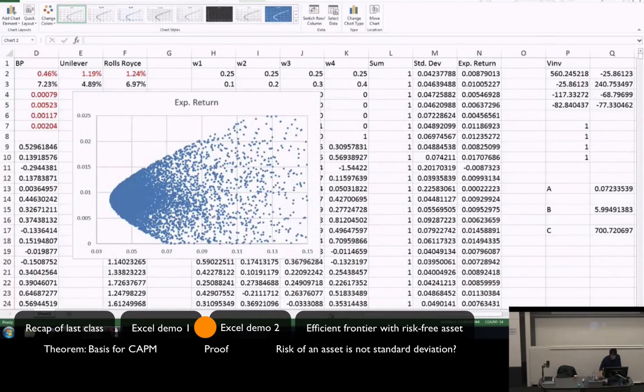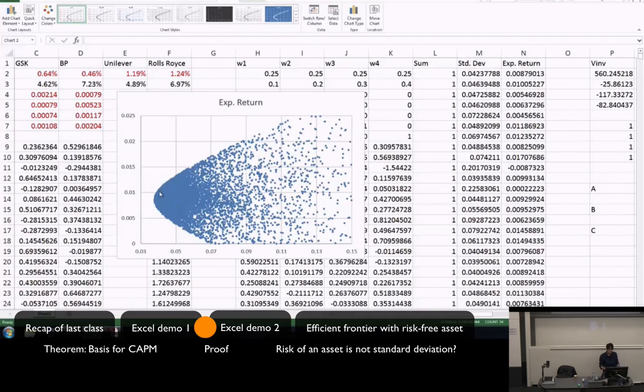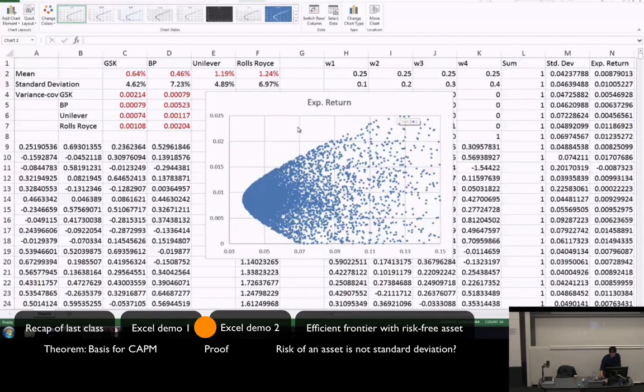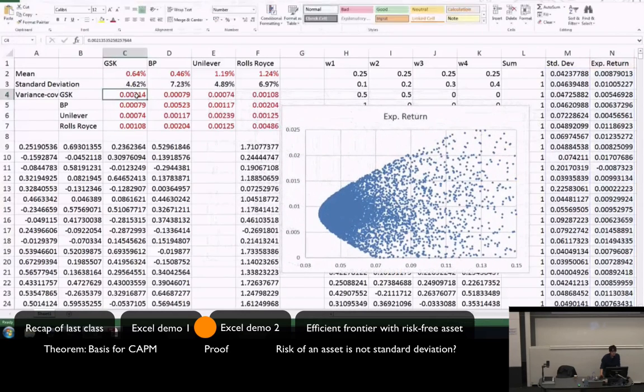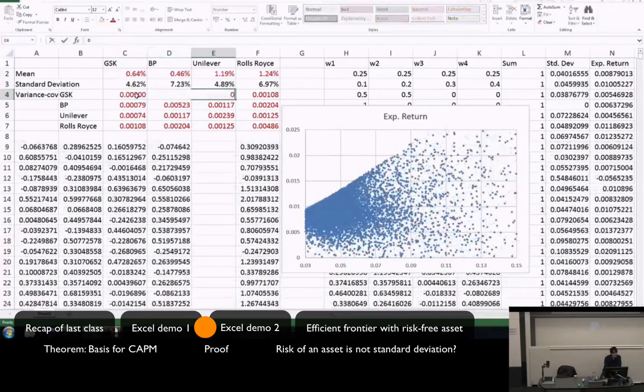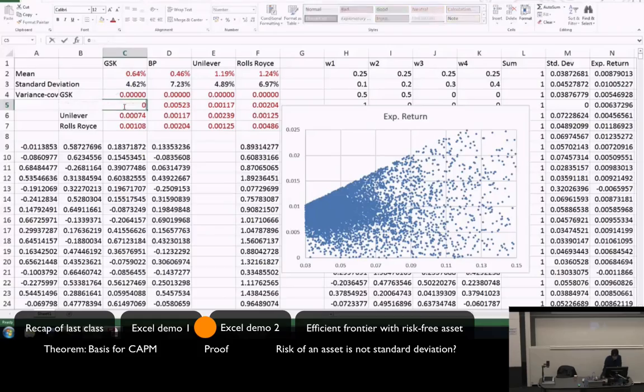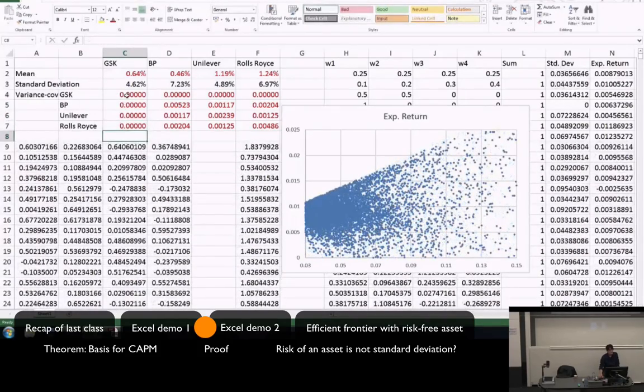The next topic is, this was the feasible set and efficient frontier we produced by generating 10,000 random portfolios. What if we have a risk-free asset? The efficient frontier looks like a hyperbola. It is a hyperbola when there is no risk-free asset. But suppose there is a risk-free asset. Let's make this GSK a risk-free asset. Risk-free asset means what? The variance is 0, and its covariance with the other assets are all 0. Now GSK is a risk-free asset with risk-free rate 0.64%, and you can see that the efficient frontier is now a straight line. This is our next topic. Okay?